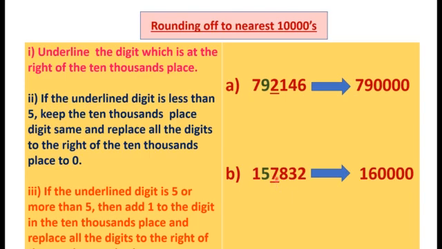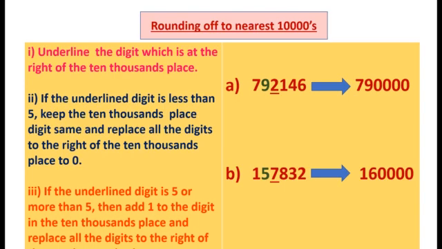So now what we have to do? We have to add 1 to the digit at the 10,000's place. So 5 is at the 10,000's place, so we will add 1 to 5. So 5 plus 1 will give you 6, and all the digits at the right hand side of 5, we will replace with 0. So instead of writing 7832, we have written 0000. So our number becomes 1,60,000.